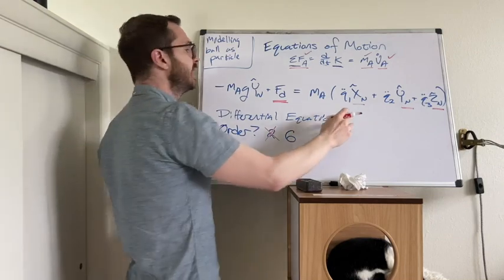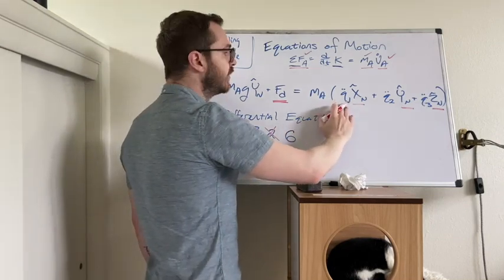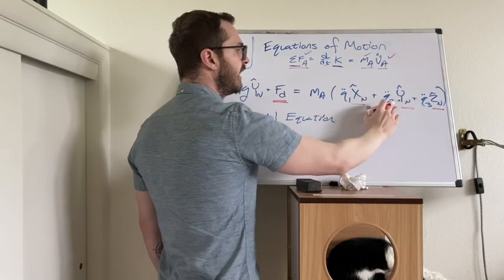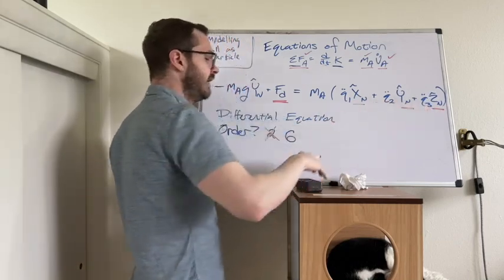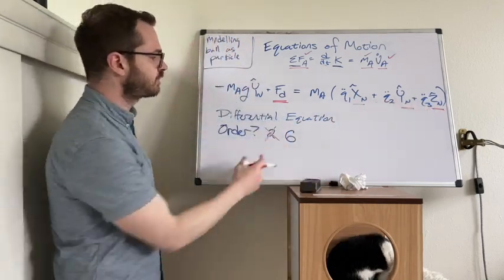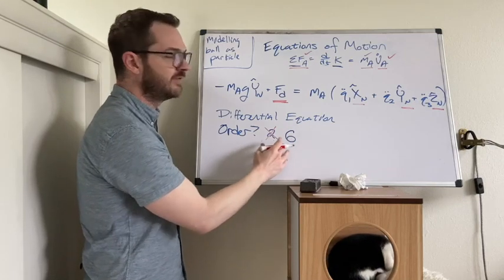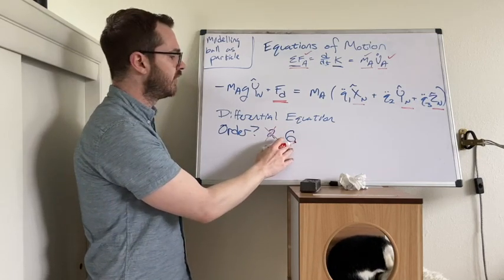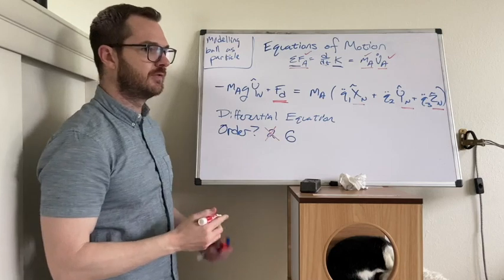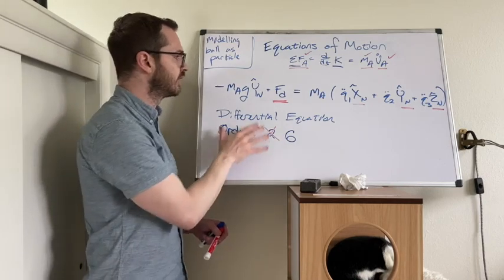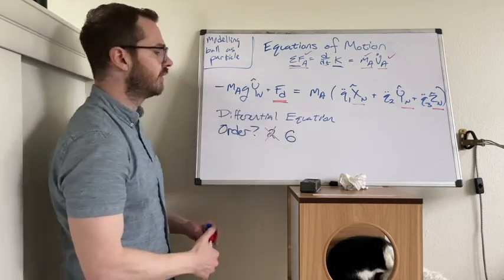Each one of those equations would have an acceleration term. We'd have a Q1 double dot, a Q2 double dot, a Q3 double dot. And when you do that, you're going to have 3 second order equations, which makes the whole system 6 total. When we talk about the order of an equation, you have to take those things into account.